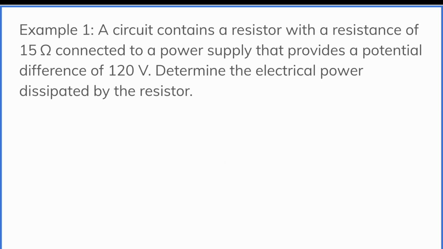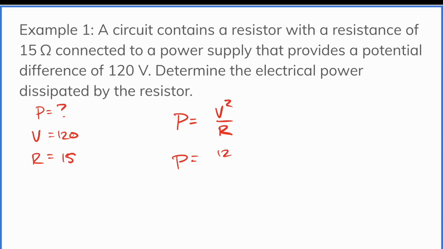A circuit contains a resistor with a resistance of 15 ohms connected to a power supply that provides a potential difference of 120 volts. Determine the electric power. So we are looking for the power. We have a potential difference of 120 volts, and we have a resistance of 15. We want to use one of these formulas, so we are going to use P is equal to V squared over R. That means the power is 120 squared over 15, which gives us a power of 960 watts.